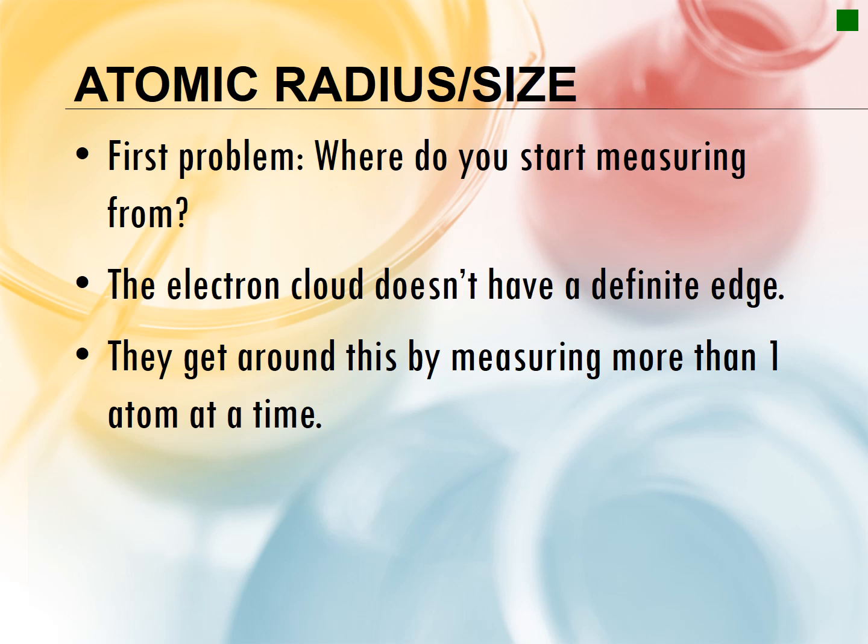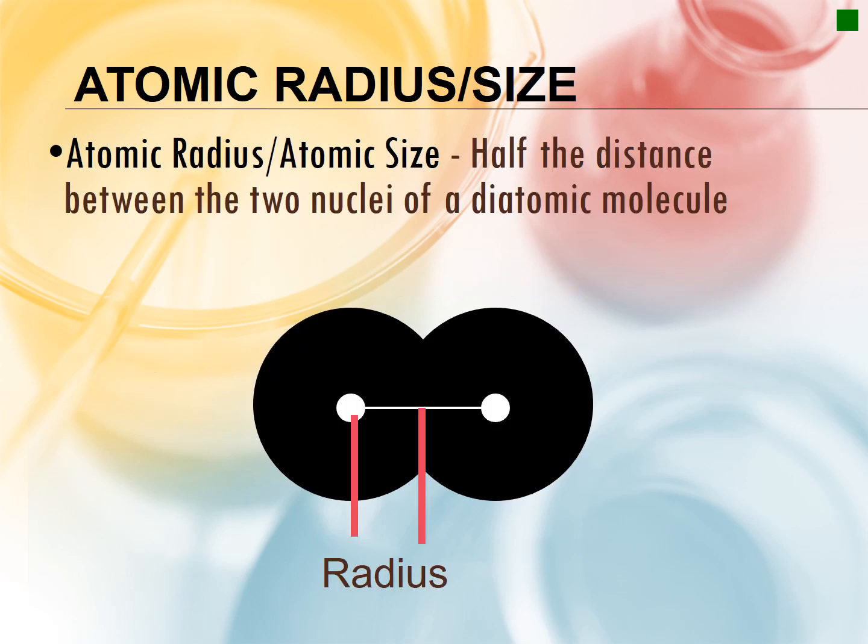So what they do is they measure more than one atom at a time, and they choose a diatomic molecule, which is two atoms of the same type of substance. For example, this would be a hydrogen and this could be a hydrogen. They can spot the nuclei, or the nucleus. So they've got these lovely nuclei here. And what they do is they take the distance between these two and then take half of that, and that is determined to be the atomic radius. So the atomic radius is defined as half the distance between two nuclei of a diatomic molecule.